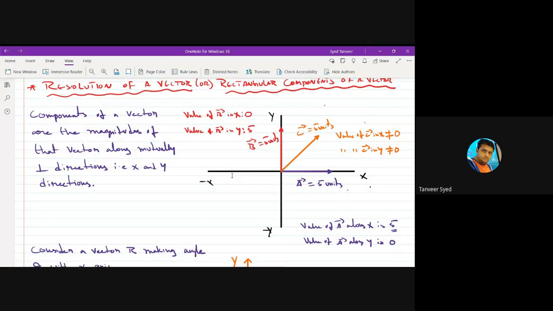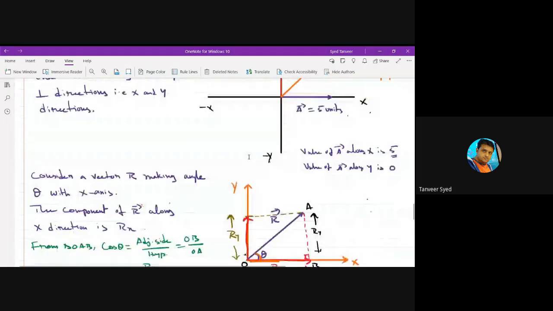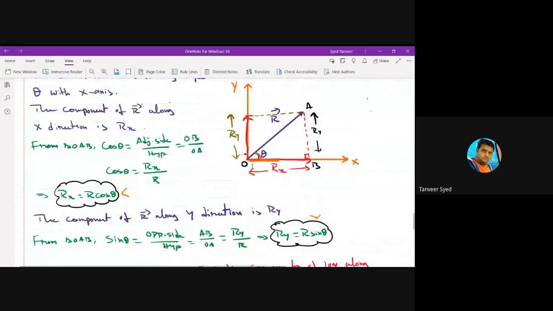The magnitude of that vector along the horizontal direction is called the x component or horizontal component, and the magnitude of that vector along the y direction is called the y component or vertical component. And how do we write these components? If you have a vector r making angle theta with the x-axis, then its component along the x direction is r cos theta, and the component along the y direction is r sin theta.